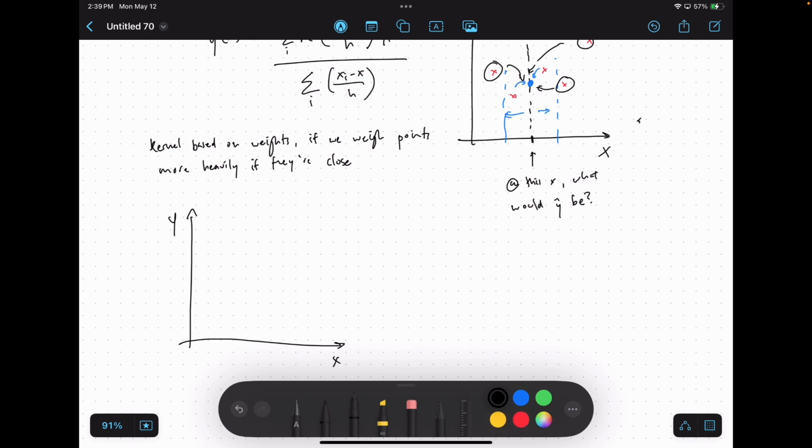Is the bandwidth a hard cutoff, or is it more like a standard deviation kind of thing? It gets treated slightly differently in different contexts, and I'll show you what that means in just a second.